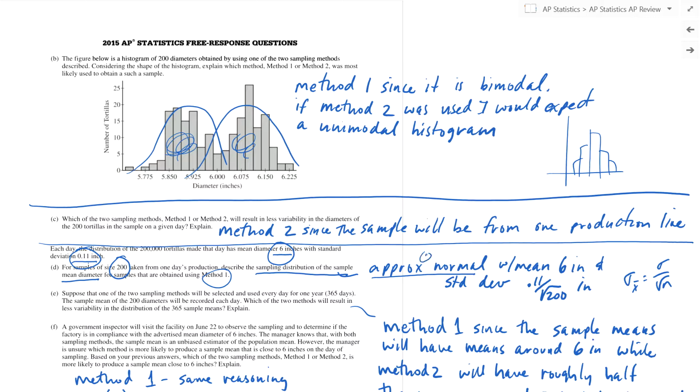You need this part, the mean, and the standard deviation. You got to have all three of those. It has to be approximately normal or you don't get credit for that part.